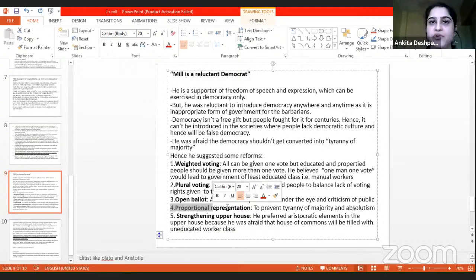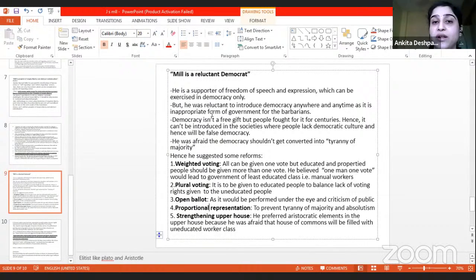You elect your representative, he goes to the Lok Sabha or the Legislative Assembly, and makes decisions for you. So proportional representation is basically to avoid tyranny of the majority and absolutism, because with proportional representation, all groups will be represented and that representation will be proportional to their strength.